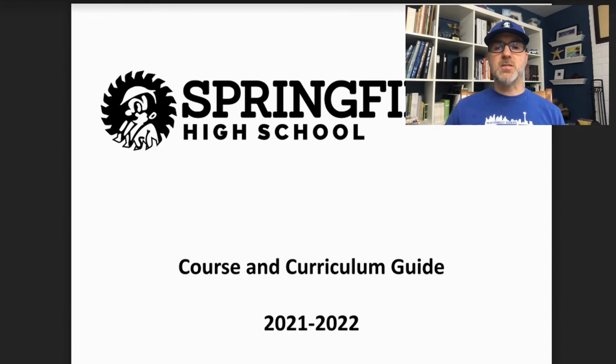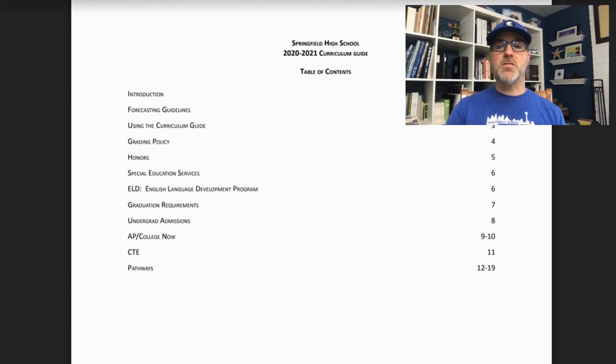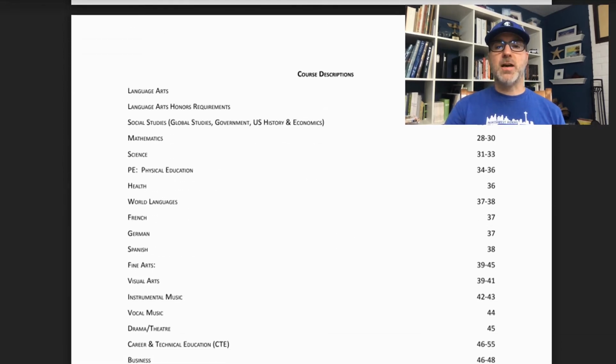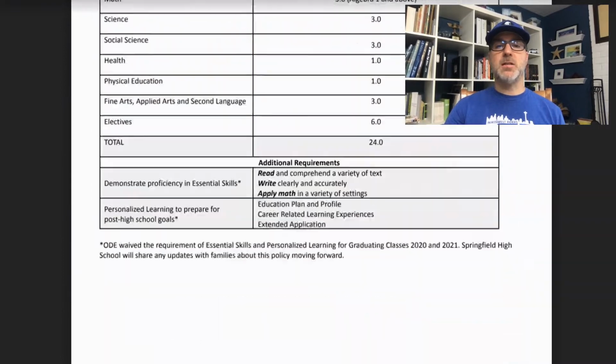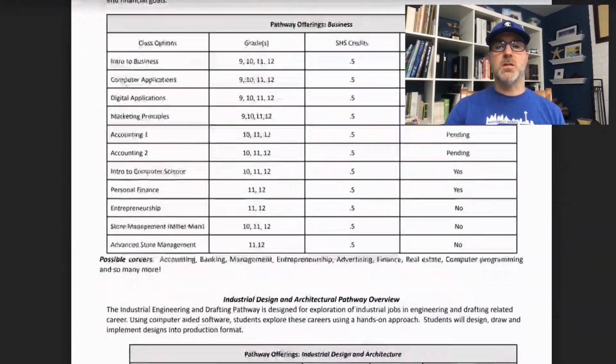Now, this is broken up into 2 main parts. You've got the first 20 pages is all about things like our grading policies and our graduation requirements and College Now credit opportunities and career pathways, all really good information. The second part of the course catalog is all course descriptions broken up into department or subject areas. So language arts, math, science, all the way down to business and leadership and woods and everything we have to offer. So you can jump right to a page that you want to see, or you can scroll seemingly endlessly until you get to those course descriptions.